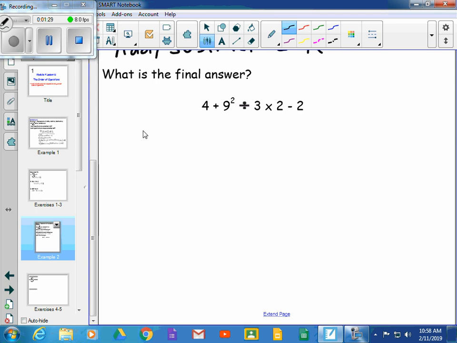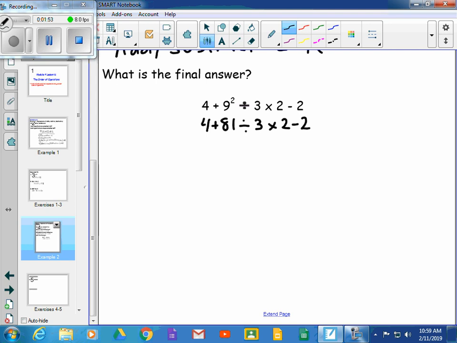So we need to evaluate 9 squared. 9 squared means 9 times 9, which is 81. Bring everything else down. Now be careful. Some kids will say that is 18, thinking 9 squared means 9 times 2. That is not true. It means 9 times 9.